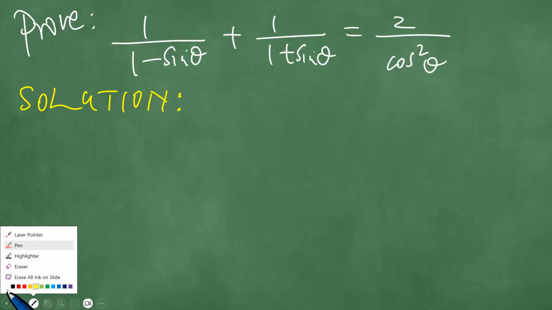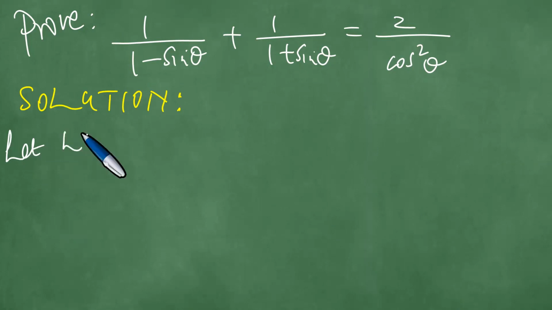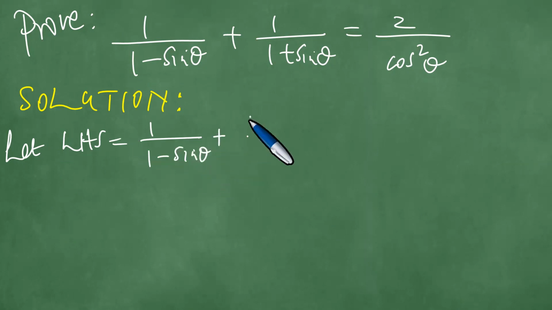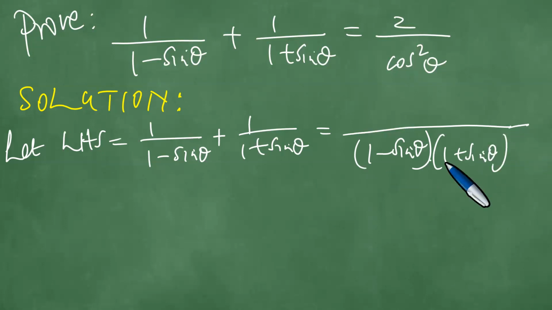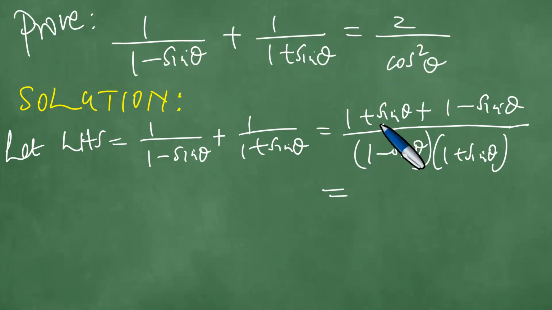To prove, you take a side. Take the left. So you have 1 over 1 minus sine theta. Multiply this by 1 plus sine, and multiply the other by 1 minus sine, over the common denominator. You have 1 plus sine plus 1 minus sine, and sine theta minus sine theta is zero, so the numerator is 2.